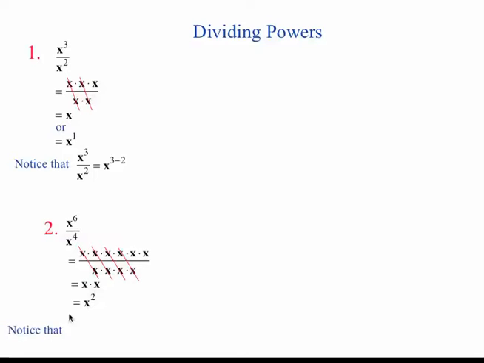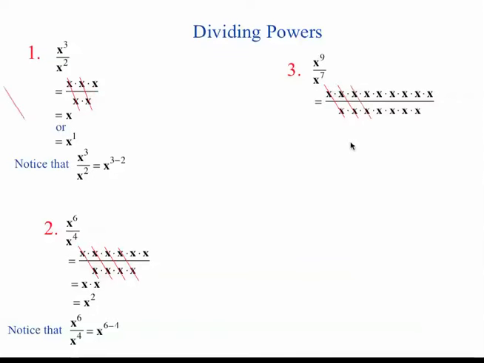So notice that x to the 6 divided by x to the 4 is the same as x to the 6 minus 4, which is x to the 2. Here's another example. x to the 9 divided by x to the 7. All right, here we have 9 x's multiplying each other divided by 7 x's multiplying each other. So I'm going to cancel off x divided by x is 1, and then x divided by x is 1. And so we're going to end up with 7 1s multiplying each other, and we're going to be left with 2 x's multiplying each other.